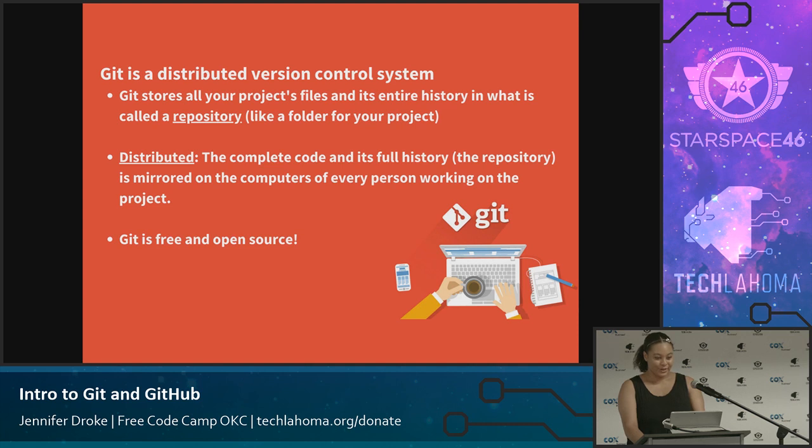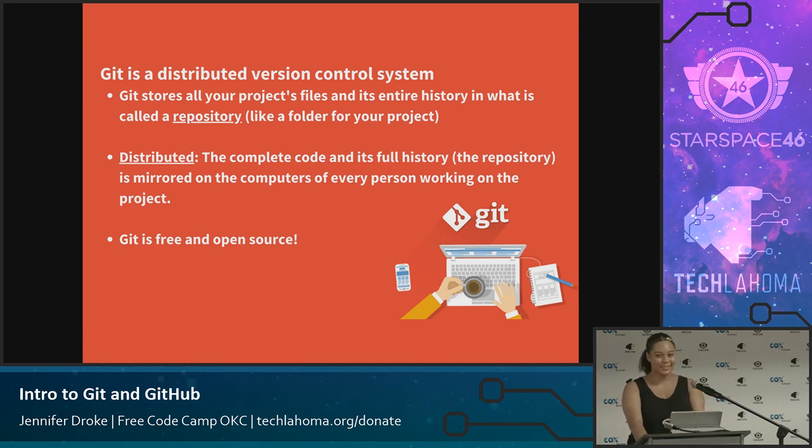Also, Git stores your entire project's files and entire history in what is called a repository. Just think of that kind of like a file that holds all the information on your project. And to cover the distributed part of distributed version control, distributed refers to the fact that whoever is working on this project has a copy of the code on their machine. So you basically have a bunch of backups of your code. And everybody has the code, its full history, and can make their own changes to the code, and then implement the changes for everyone to see later.